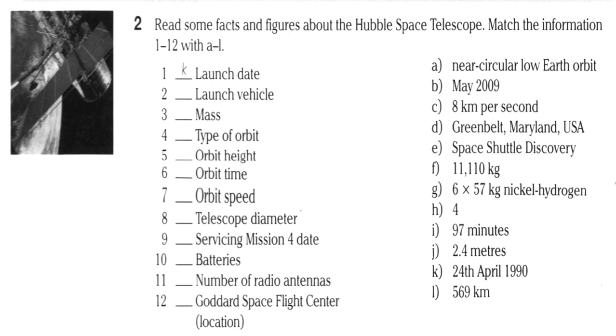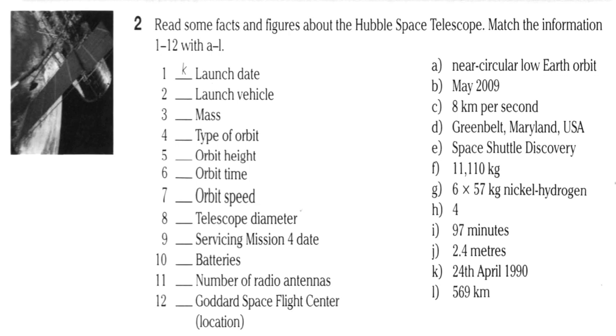Now let's move to exercise 2. Read some facts and figures about the Hubble Space Telescope. Match the information 1 to 12 with A to L. You have 5 minutes to try to answer this activity. When you finish, please play the video back again to check your answers. Welcome back again, my dear students. Now let's check your answers.